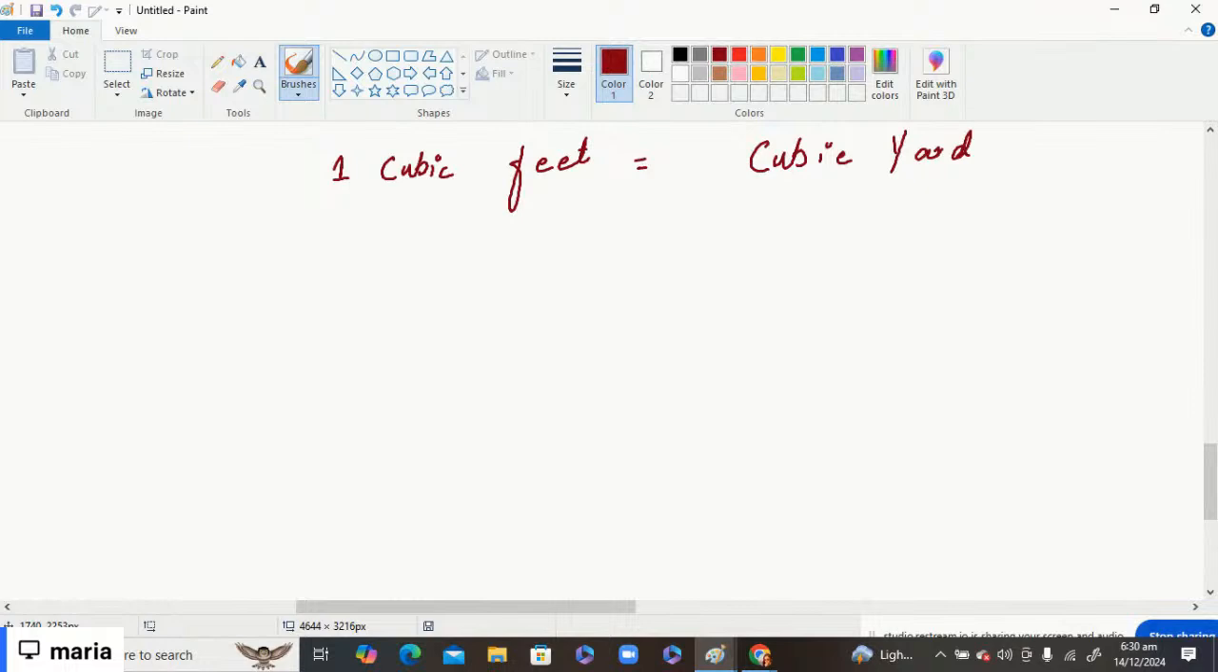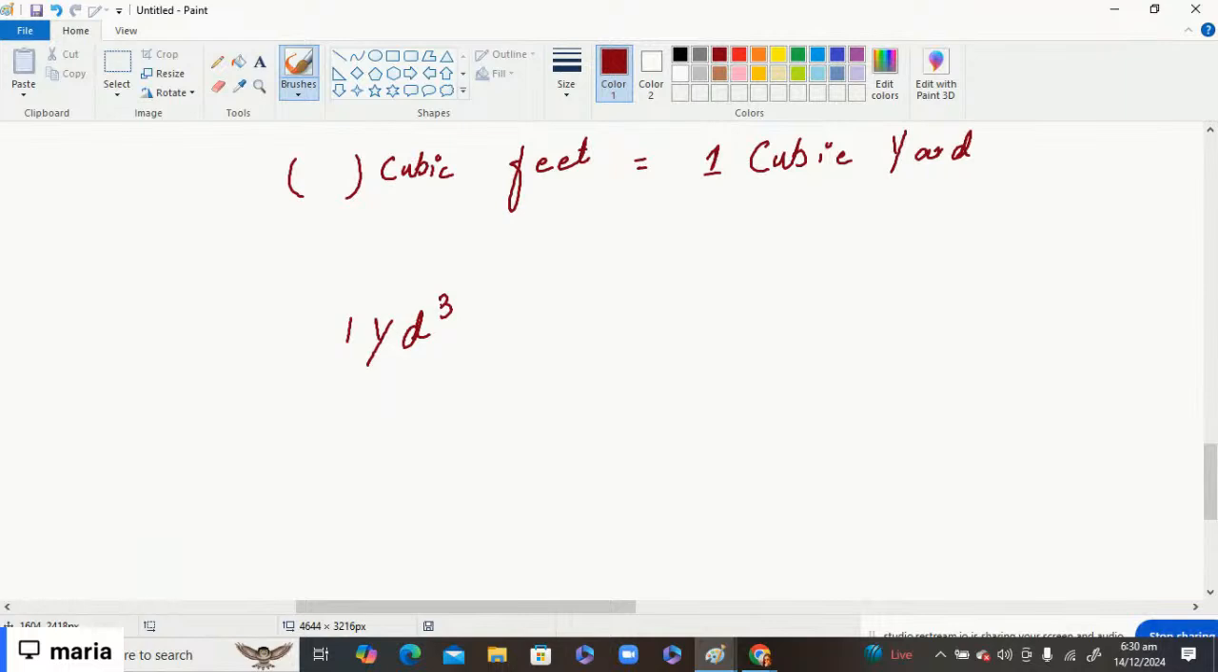Okay, as we know that 1 cubic feet, what does it mean? They're saying that 1 cubic yard, we are going to just prove this. 1 cubic yard is equal to how many cubic feet? Okay, finding this value, 1 cubic yard.